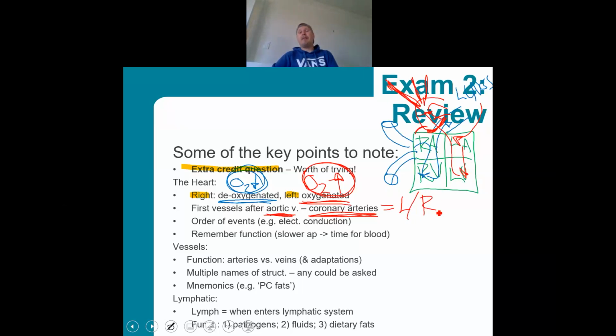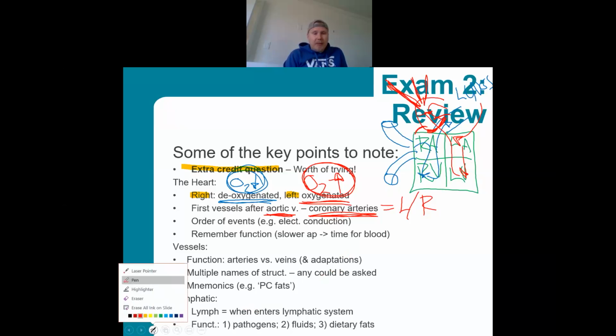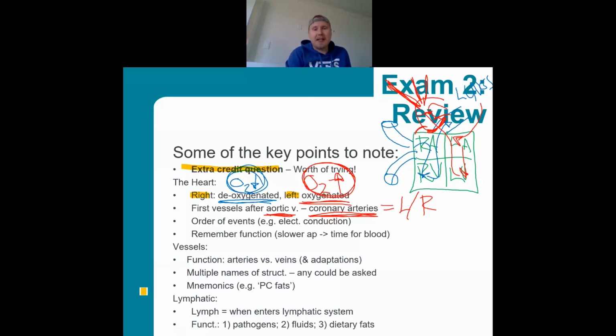And the left one then divided further into the anterior interventricular artery, or left anterior descending, which is the other name, and then the circumflex. The other thing to know about the heart, if we talk about general patterns, such as order of events like the electrical conduction of the electrical impulses through the heart, do study the order of events so you can tell how things spread through the heart, as we discussed, for example, on this question about the electrical conduction.